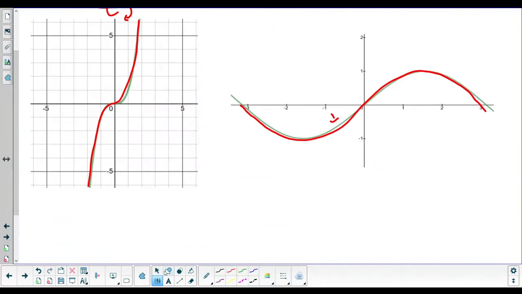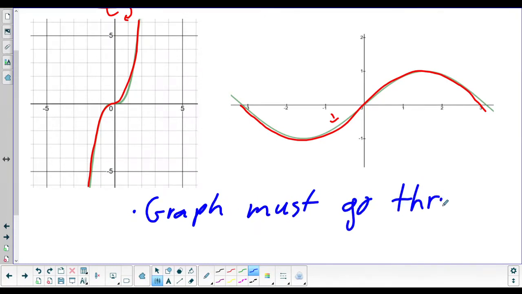There's maybe one extra thing you want to write down here. If it's going to have odd symmetry, the graph must, hang on, that's a W. Okay, your graph must go through, don't tell your English teachers, 0, 0. If it doesn't touch the origin, it cannot have odd symmetry.